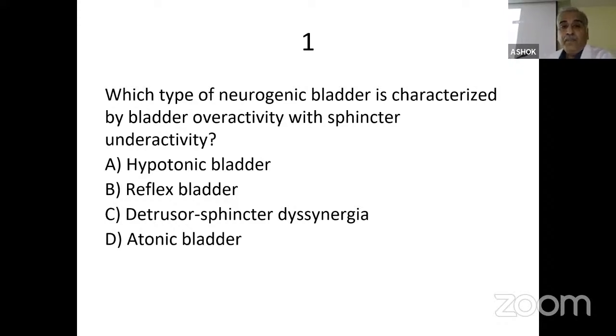Which type of neurogenic bladder is characterized by bladder overactivity with sphincter underactivity? Hypertonic bladder, reflex bladder, retrosphincter dyssynergia, atonic bladder. Reflex bladder. Bladder overactivity with sphincter underactivity.